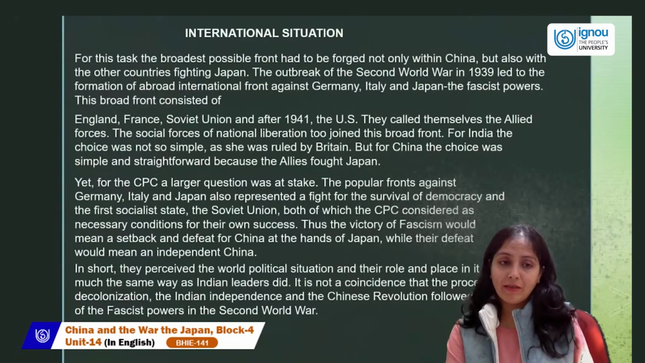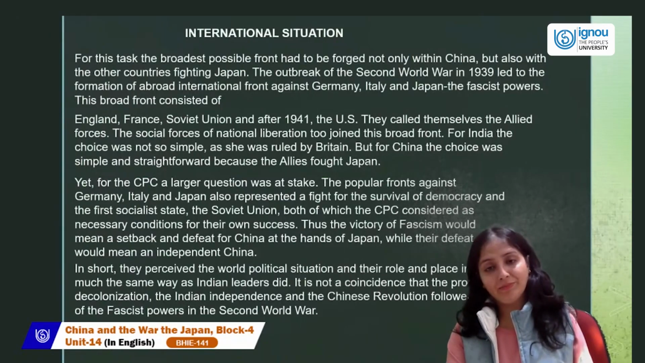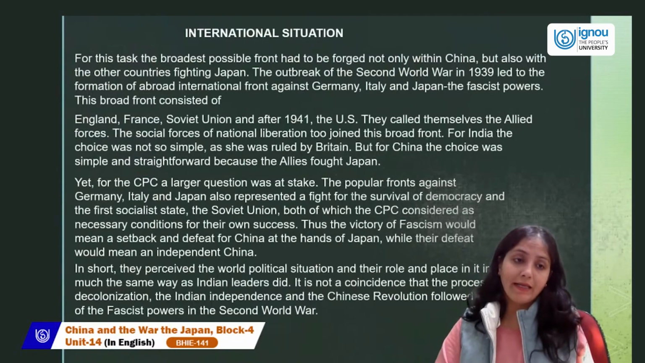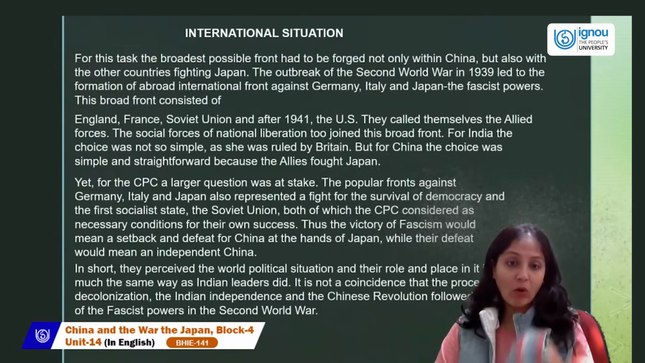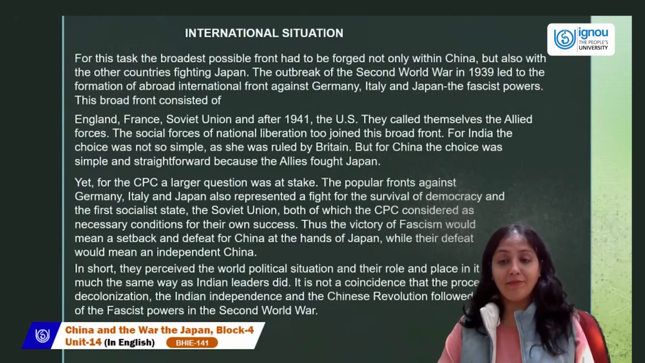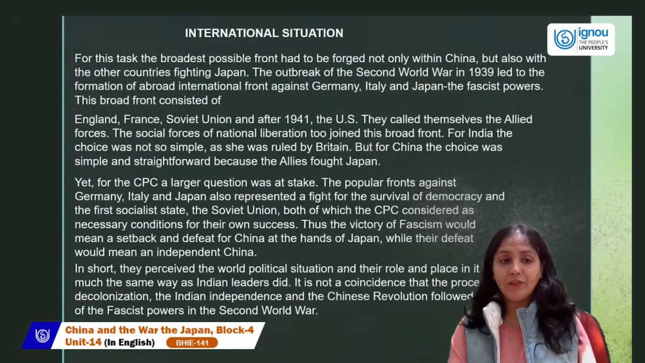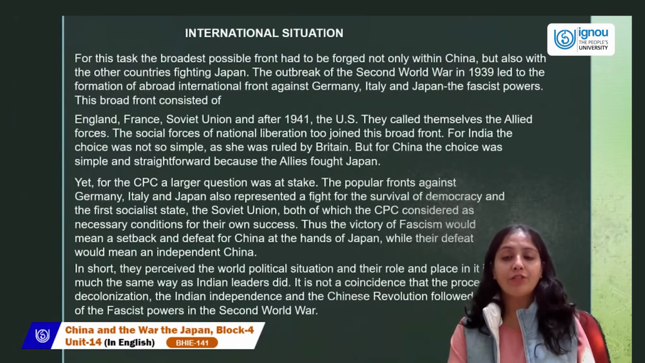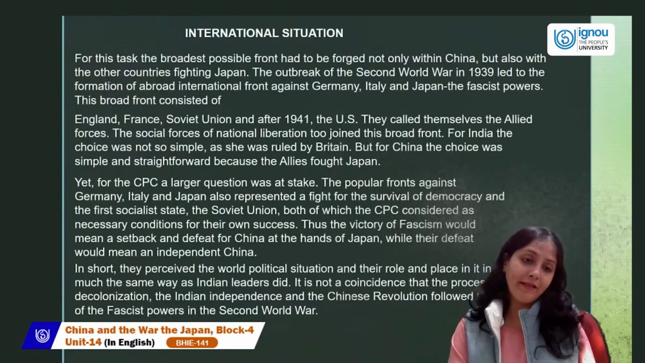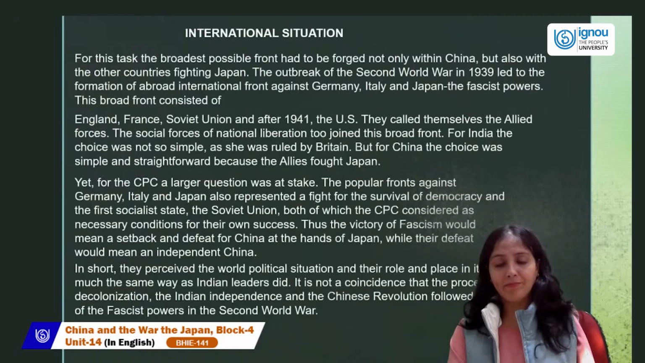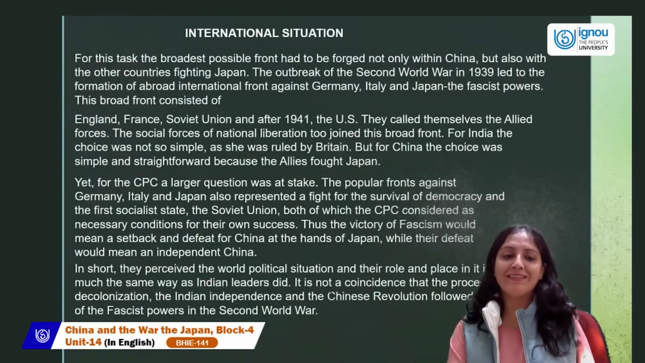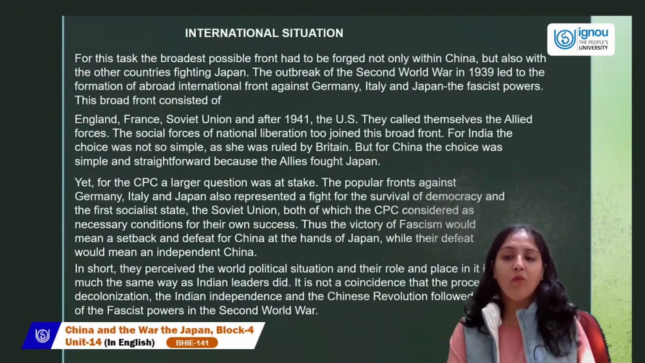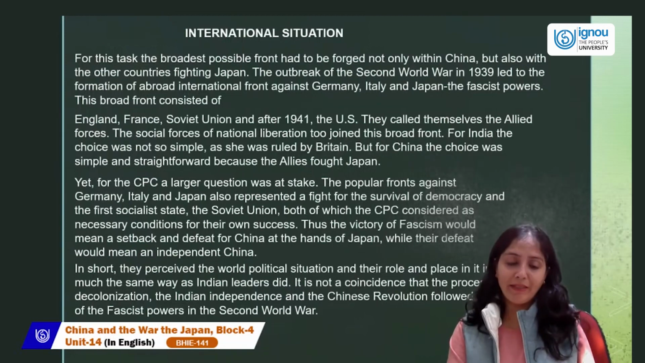Yet for the CPC, a larger question was at stake at that time. The popular fronts against Germany, Italy, and Japan also represented a fight for the survival of democracy and the first socialist state, the Soviet Union, both of which the CPC considered necessary conditions for their own success. That's why the victory of fascism would mean a setback and defeat for China at the hands of Japan, while their defeat would mean an independent China.